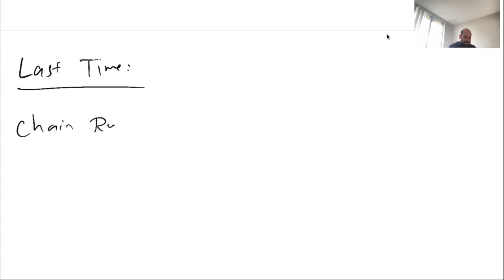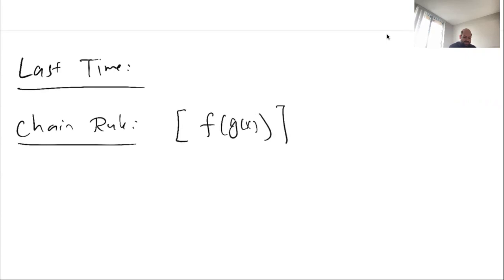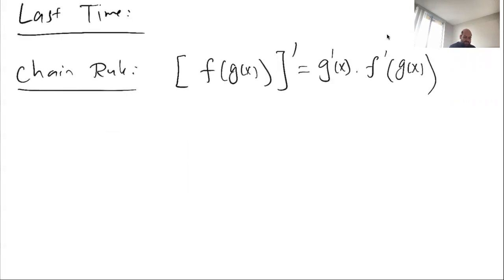Hello, everyone. So last time we were looking at the chain rule. It's a very important rule for differentiation. We saw different notations for the chain rule. We saw that you can write it as the derivative of f of g of x equals g prime of x times f prime of g of x. So this is one way to state the chain rule.